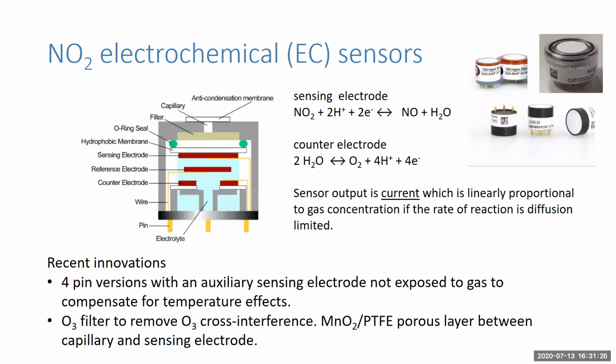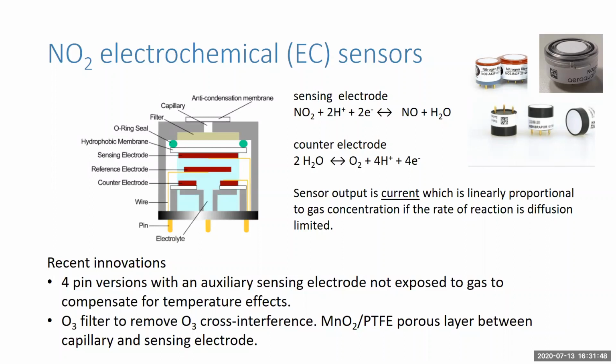The most common sensing technology for NO2 measurement is electrochemical gas sensors. And these are electrochemical cells in which the gas diffuses into the cell and reacts at the sensing electrode to generate a current. And it's the current that is measured in order to determine the NO2 concentration.